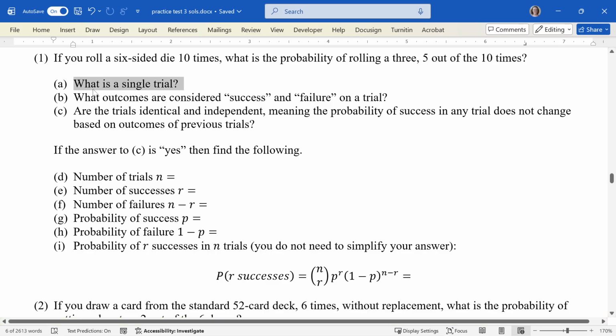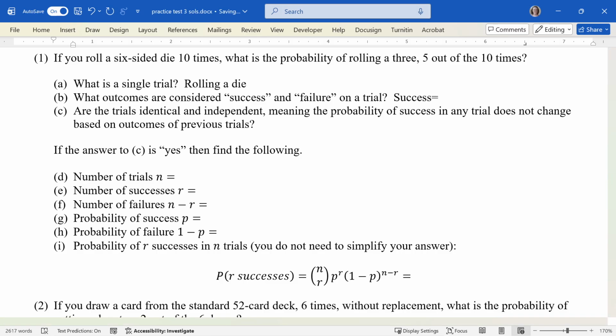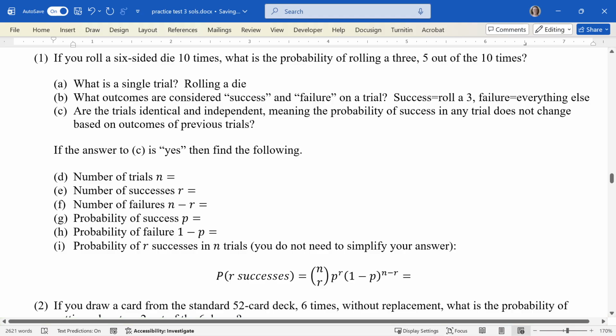Okay, so first, to figure out whether this is a binomial experiment, we need to break it down into trials. So what is the smaller experiment that I'm doing over and over again? I'm rolling a die, right? So rolling a die. And then what outcomes could I consider success and failure in this smaller experiment of a trial? Well, what am I trying to calculate the probability of? That's going to be considered a success. So rolling a 3 is what I want to know the probability of, so I'll call that a success. So success equals roll of 3. Failure then has to be everything else. So 1, 2, 4, 5, or 6.